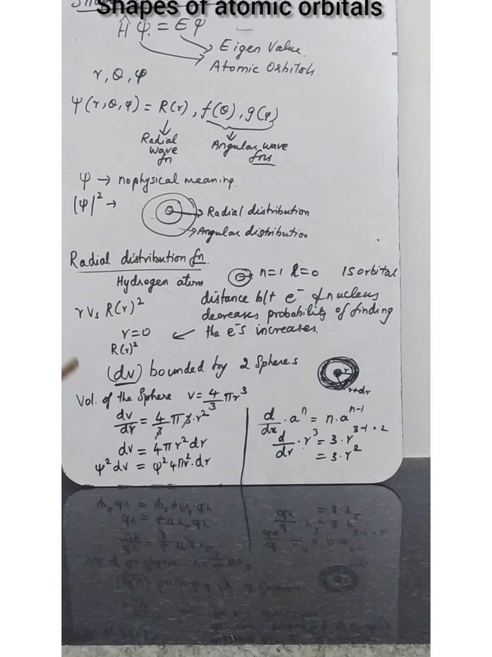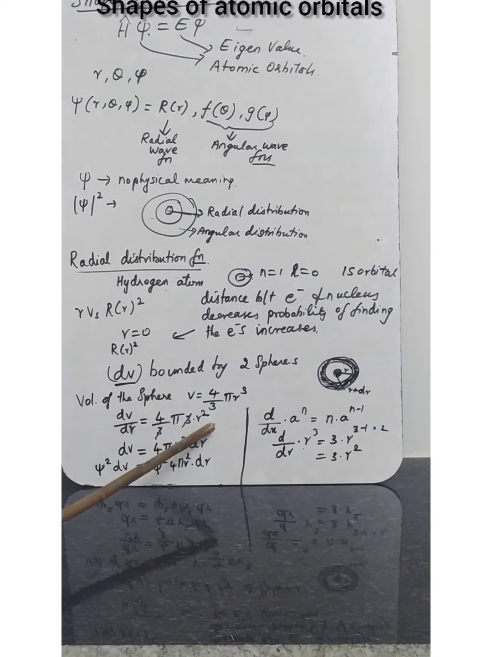Okay, so what is the volume of the sphere formula? You have done: the volume of the sphere V is equal to 4 by 3 pi r cube, that is nothing but dV. So dV by dr, we are differentiating this volume of the sphere with respect to radius. So dV divided by dr is equal to 4 by 3 pi, and this r with r only we are differentiating.